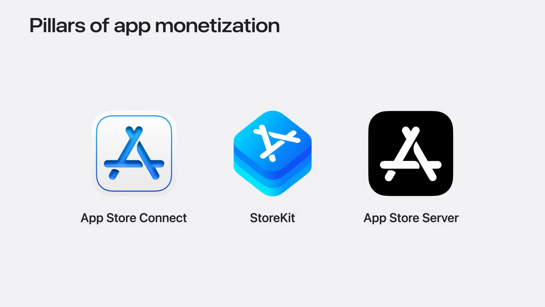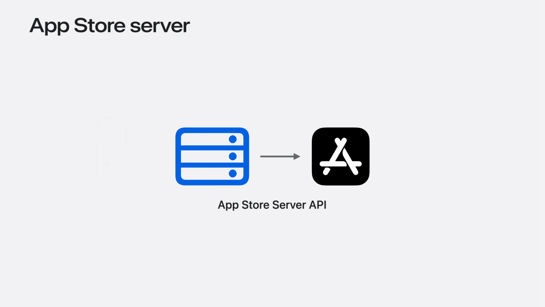As an app developer, you're likely familiar with App Store Connect, which you use to configure your app's settings and products. You're likely also familiar with StoreKit, which you use to add in-app purchase functionality inside your app. These two technologies are essential, but there's a third which you can leverage to take your in-app purchases to the next level: the App Store Server. The App Store Server has three important pieces, starting with the App Store Server API.